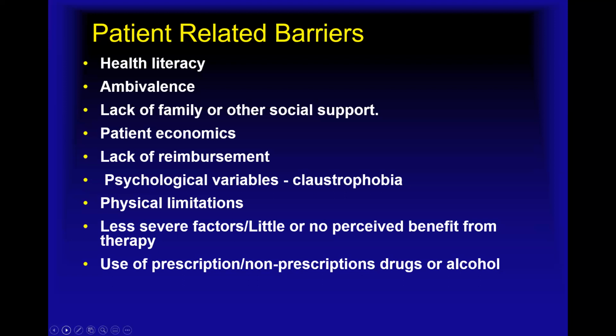Ambivalence is kind of what I was referring to. Well, I smoke, I drink, I'm overweight, I don't really care. I'm going to do it anyhow because I'm ambivalent, and I'm going to do what I'm going to do. And if I get sick, I'll go to the hospital, or I won't go to the hospital. I'll just die at home, whatever the case may be. But it's this very 'I'm going to do what I'm going to do' attitude. A lack of family or other social support is certainly amongst them.